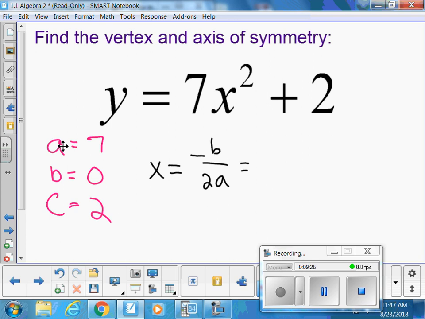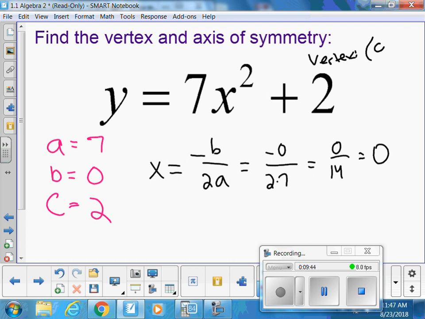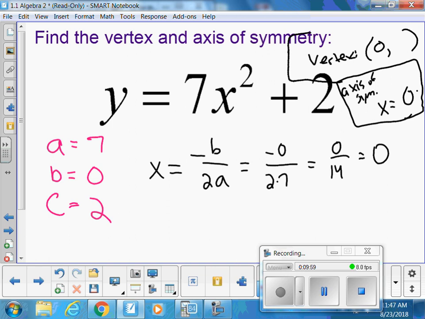So this one's actually very awesome. Since that B is a 0, the whole entire x value just turns to 0, because even though we end up dividing by 14, it's still just 0. Having a B value of 0 is kind of awesome. We just got ourselves the first half of the vertex and the axis of symmetry. So just remember that the vertex is a coordinate and the axis of symmetry is an equation. It's easy to kind of forget about that.